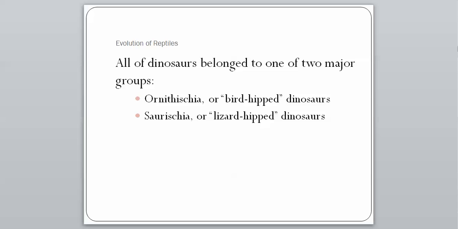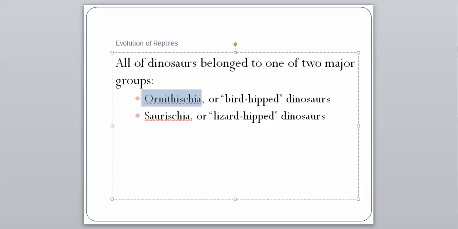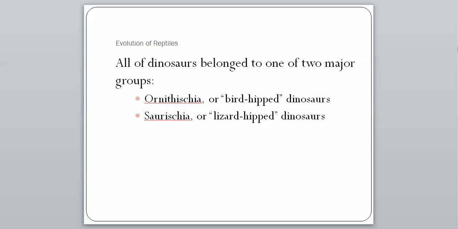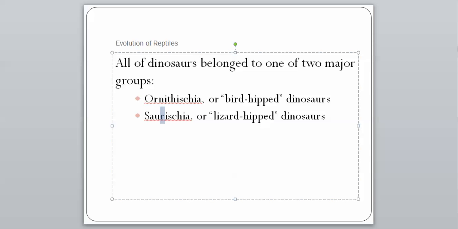All dinosaurs belong to one of two major groups. You were either one or the other. The first one is Ornithischia. The orn, O-R-N, at the beginning means bird, so those are bird-hipped dinosaurs. Or you were a Saurischia, a lizard-hipped dinosaur. When we think of Tyrannosaurus rex or Brontosaurus, saur just means lizard, and dinosaur actually means terrible lizard. That's where that word came from. So you're in one of two groups of dinosaurs.